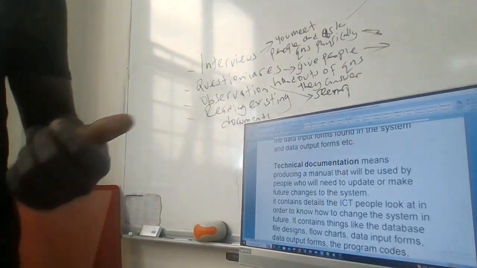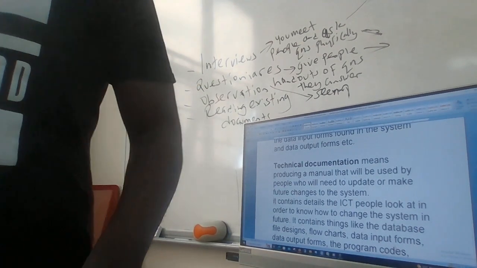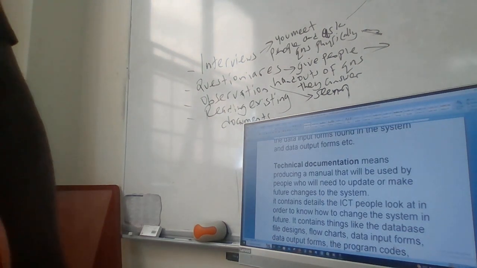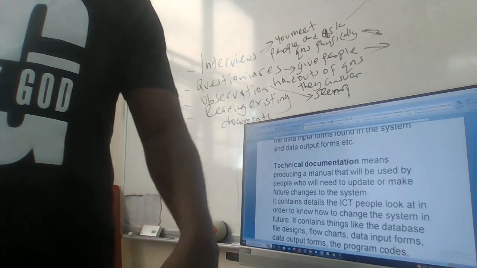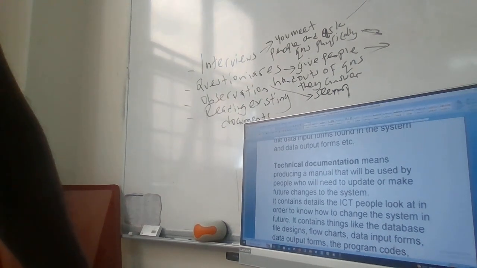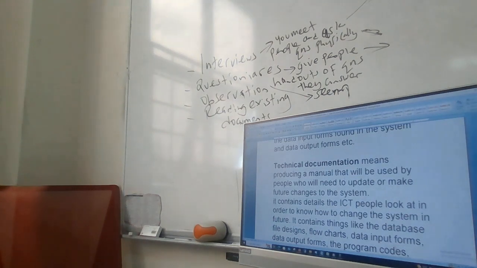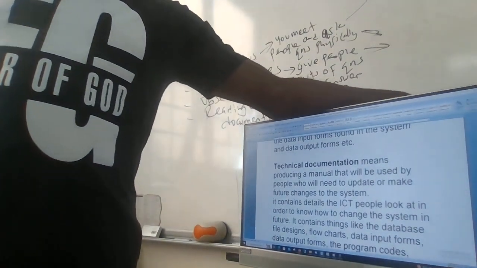Technical documentation. Technical documentation contains information showing the different parts of the system, the different components of the new system.